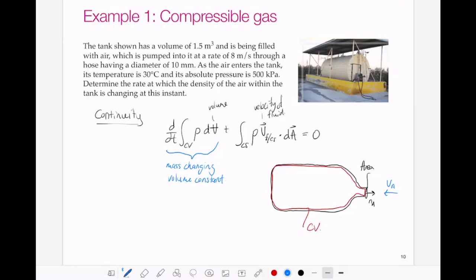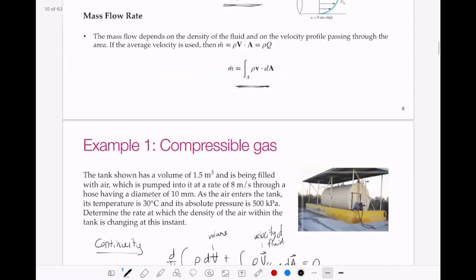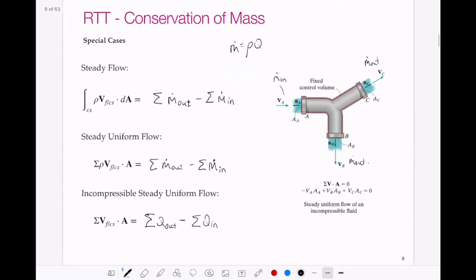And then if we do that, since density is not a function of our position within that volume, we can take that first term and write this as d rho dt times our volume. So the rate of change of our density times our volume. And then our other term would be the mass flow rate out minus the mass flow rate in. And this is what type of flow? What case do we have here?